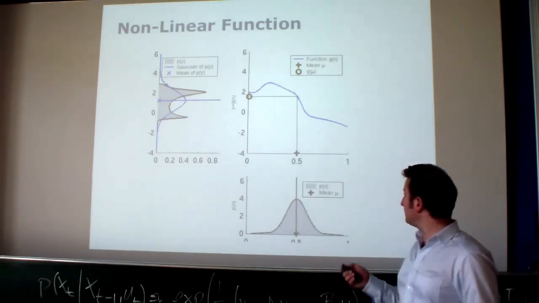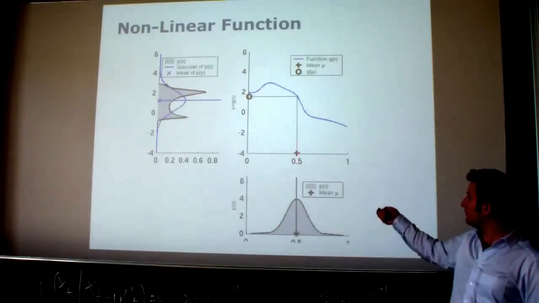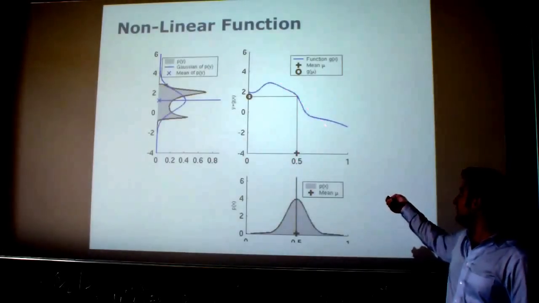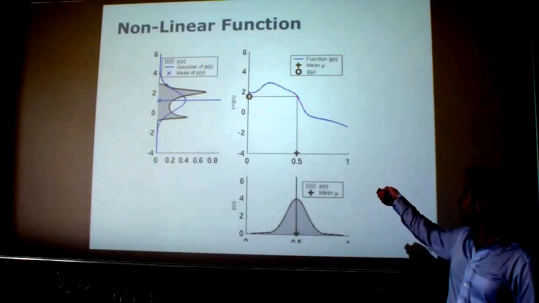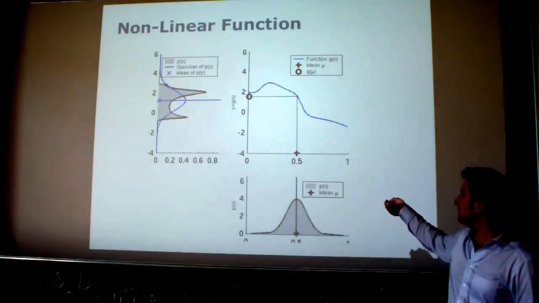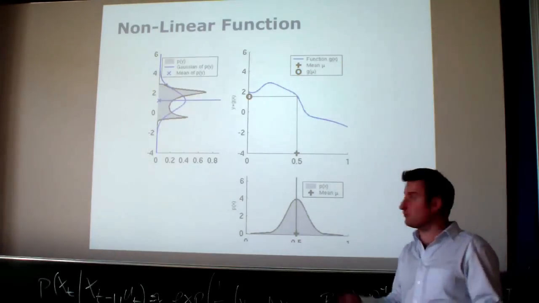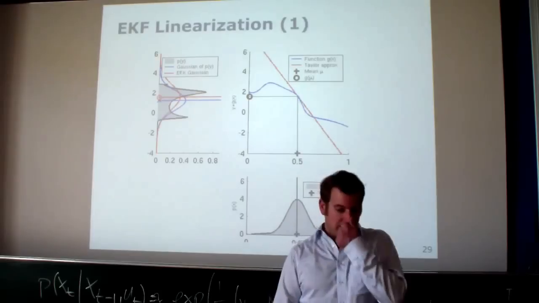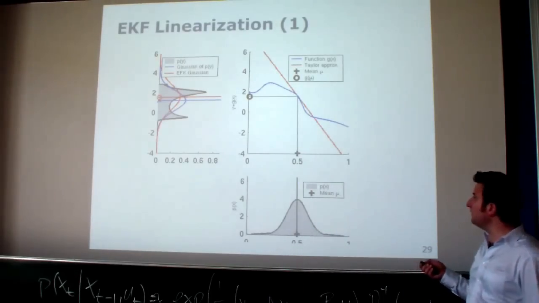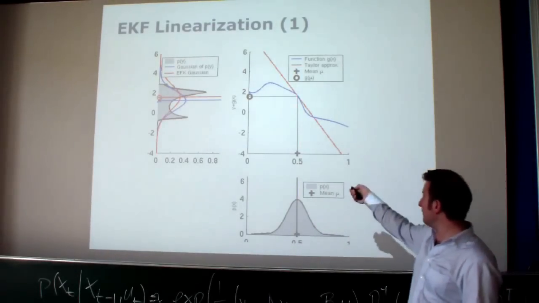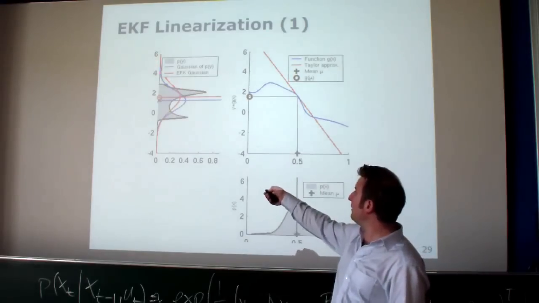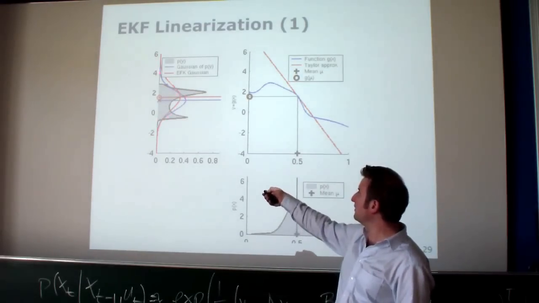So what is the Kalman filter doing? It linearizes this function around the mean. This is my linearization point. We compute the first derivative here, which will look something like this, and then use this as a linear function to transform this Gaussian. This is what it looks like, the red one over here, and it transforms the red one, and then we end up with this red curve over here.